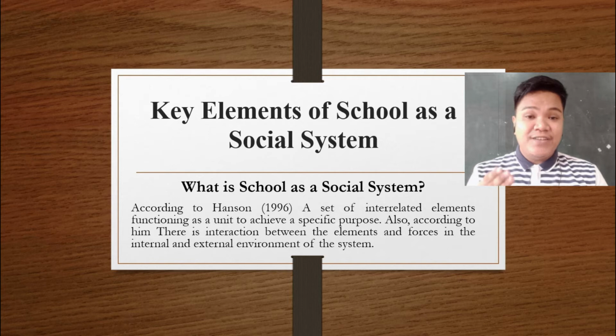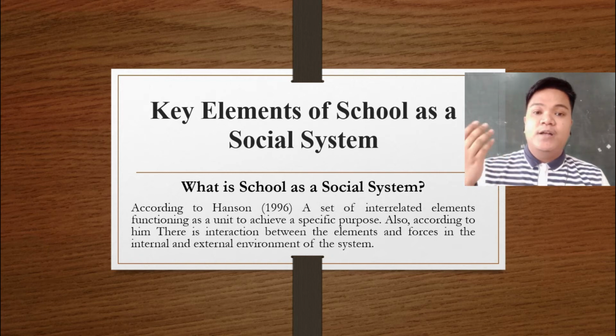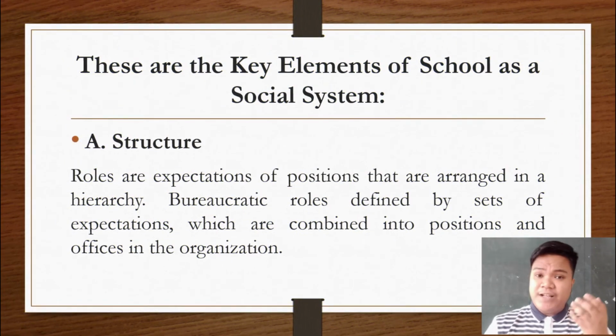According to Hanson, 1996, a social system is a set of interrelated elements functioning as a unit to achieve a specific purpose. Also, according to him, there is interaction between the elements and forces in the internal and external environment of the system. The school, as a social system, is to understand the behavior of teachers and educational administrators. It is helpful to use certain sociological concepts. The school is basically a social organization characterized by structure and by norms. These are the key elements of school as a social system.